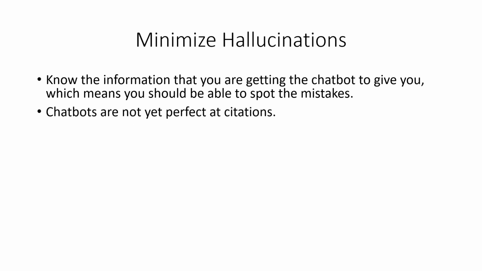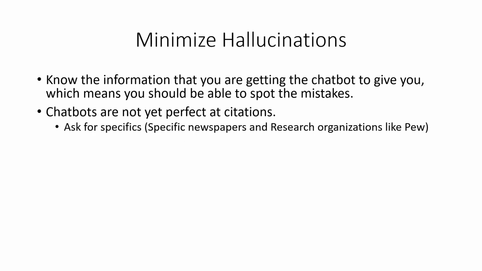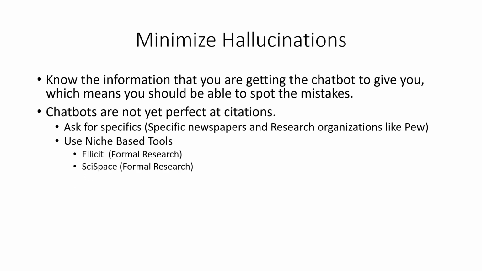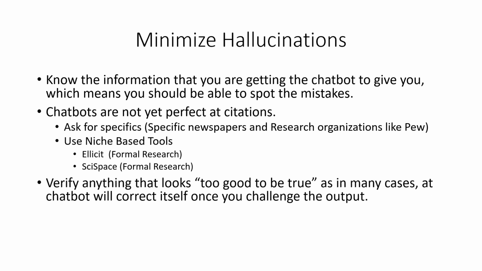And chatbots are not yet perfect at citations. So, I mean, you're going to have to work around that. It will hallucinate citations, so you can't really trust the citation that it gives you. I mean, you can ask for specifics, right? You can ask for niche-based tools, and all of these things are going to help you. In terms of citation, there's a formal tool called Elicit, right? Elicit.org, and then scispace.com. Again, these are for formal research. They will help you when you are writing something formal and you need the AI to be accurate.